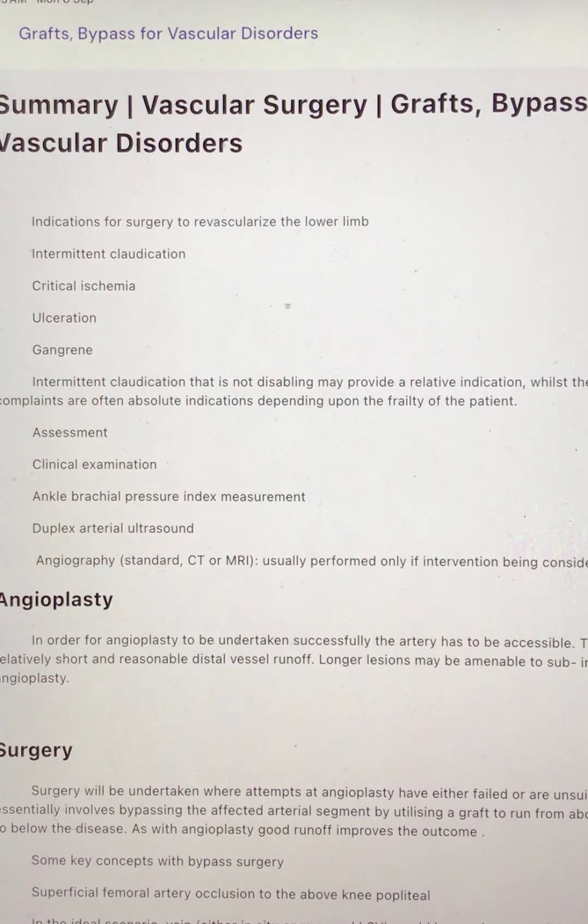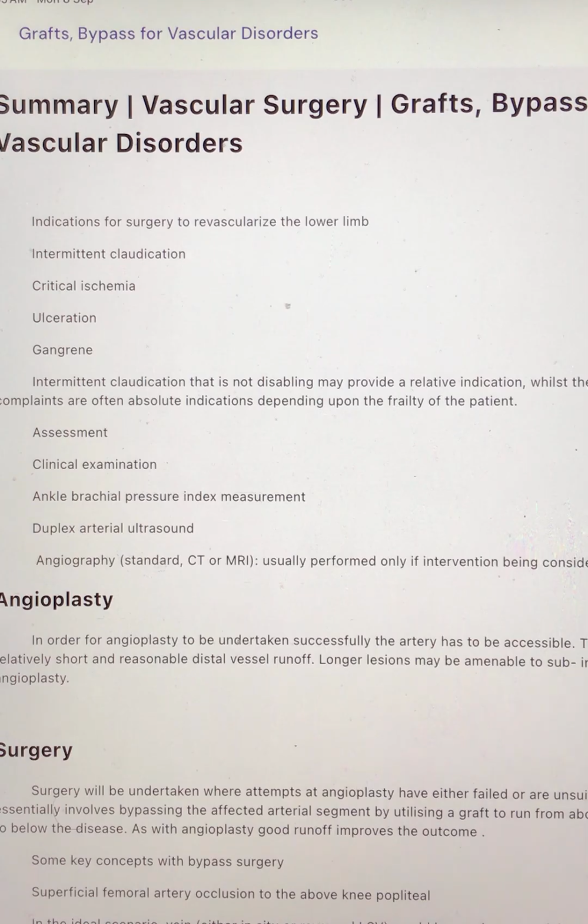Next topic is vascular grafts and bypass, the indications for surgery to revascularize the lower limb. What are the indications? This is intermittent claudication, critical ischemia, ulceration, gangrene. Intermittent claudication that is not disabling may provide a relative indication, whilst other complications are often absolute indications depending on the patient. You have to do assessment: clinical examination, ankle brachial index, duplex ultrasound, angiography.